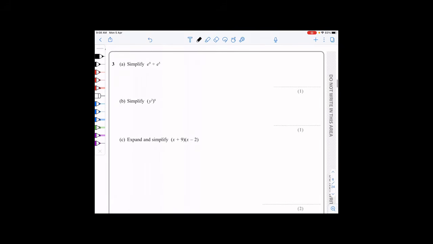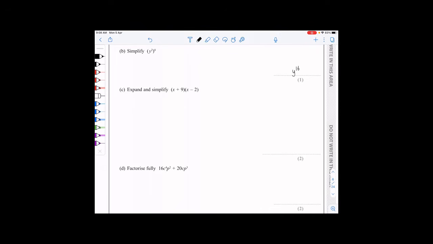Question 3, we've got to simplify e to the 9 divided by e to the 5. Well, it's just e to the 4 because I'm subtracting the indices. And then y squared raised to the power of 8. We all know that raising a power to a power means that we need to multiply the indices together. So that's just y to the 16.